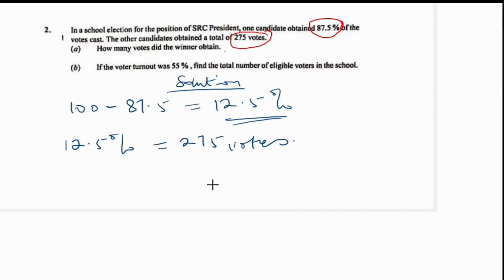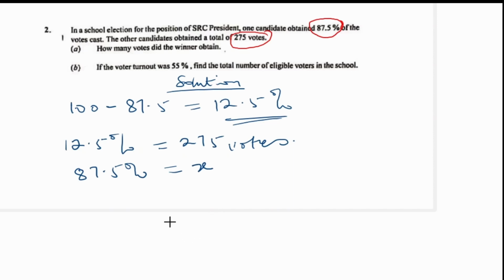To find the total vote obtained by the winner, which is 87.5% of the total vote cast, the easier way I think we can do this is to use proportion. And there are two things we can do to find how many votes represent the 87.5%. One of the ways is to equate both of them. So if 12.5% of the vote cast is 275 votes, then 87.5% of the vote we don't know yet, so let's replace that with X.